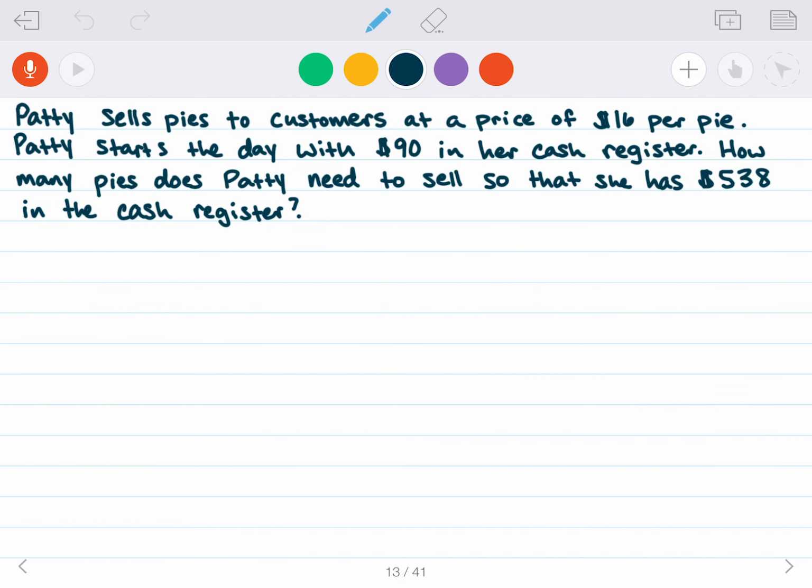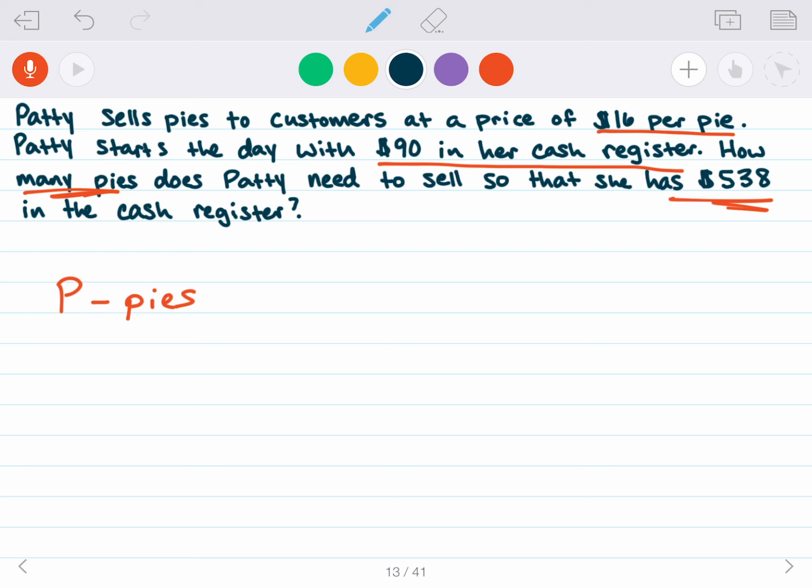Let's do another word problem. Patty sells pies to customers at a price of $16 per pie. She starts the day with $90 in her cash register. How many pies? Okay, so we're going to let our variable be pies because I'm asking how many pies does Patty need to sell so that she has $538 in the cash register. So this is pretty similar to the previous problem.